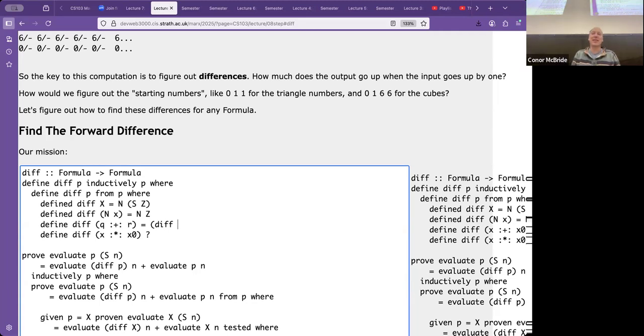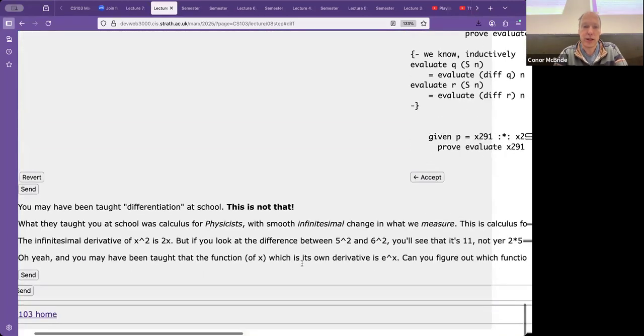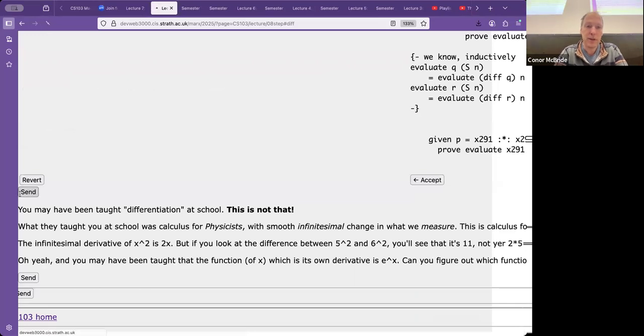So we want something so that the difference of Q plus R evaluated at N is equal to the difference of Q plus the difference of R, both evaluated at N. So we just do the following. Good. I hope this is not a big surprise at this stage. So now let's move to send and see what happens.